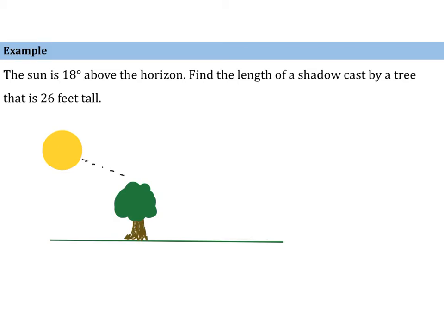The shadow would have a length. In this case, we don't know that length, x. We do know the height of the tree is 26, and we'll assume that the tree is perpendicular. And now we have our angle that's 18 degrees. We can use the tangent function, which would relate these three quantities.